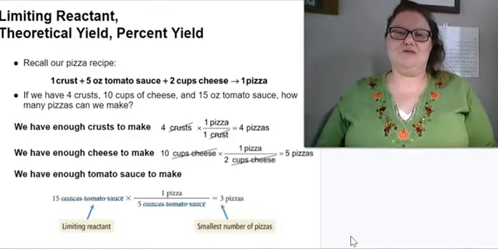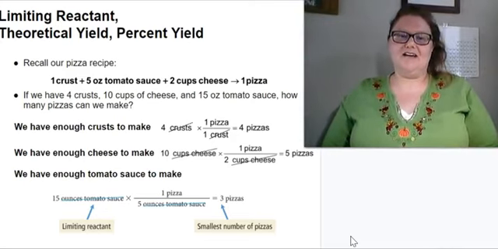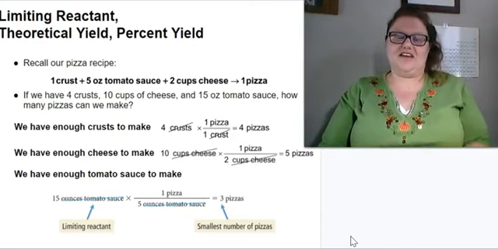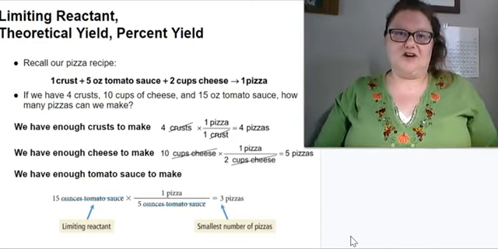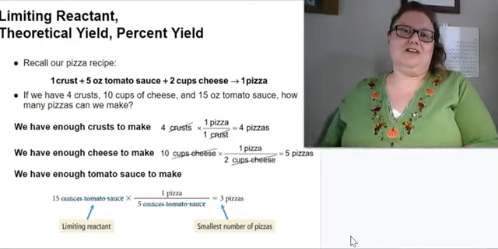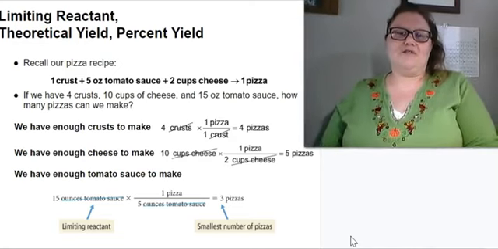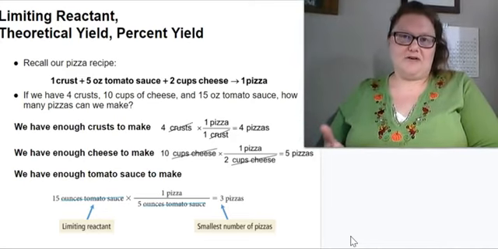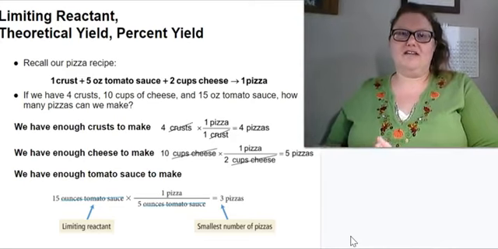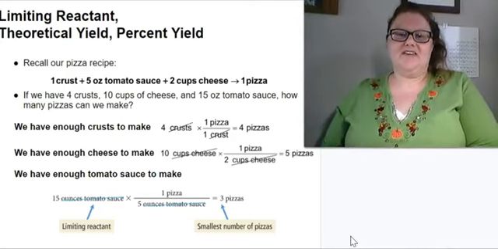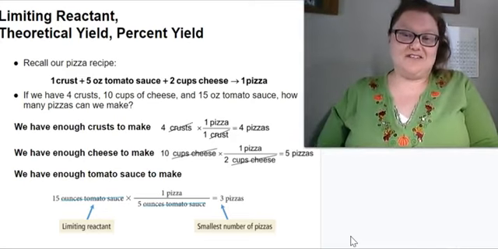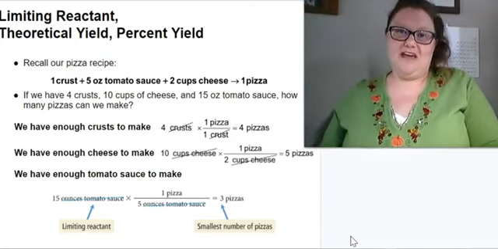Next, we have 3 new terms. We have limiting reactant, theoretical yield, and percent yield. Again, this is where our balanced equations and our using of a mole to mole ratio is used in real life in a chem lab. So if we go back to the pizza recipe to start, it was 1 crust, 5-ounce tomato sauce, 2 cups of cheese. We'll make ourselves a pizza. If we have 4 crusts, 10 cups of cheese, 15 ounces of tomato sauce, how many pizzas can we make?